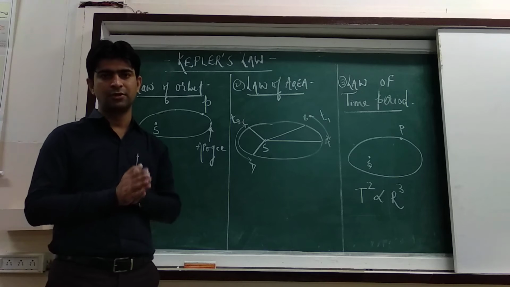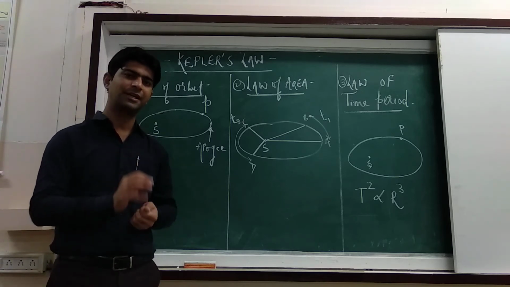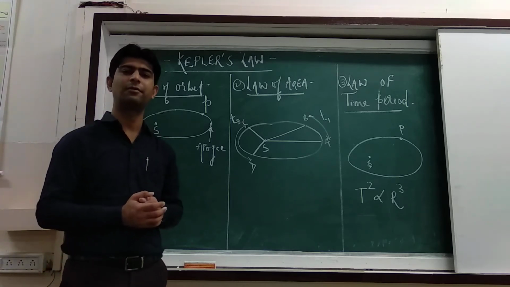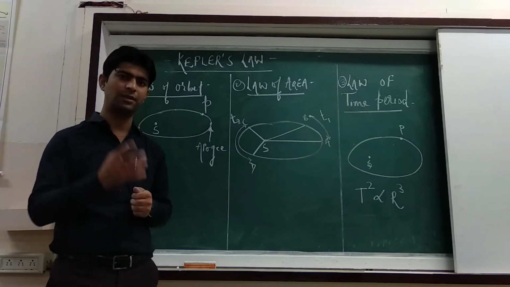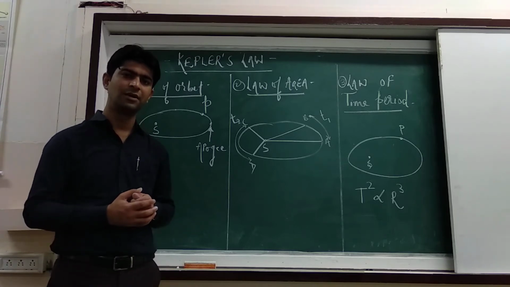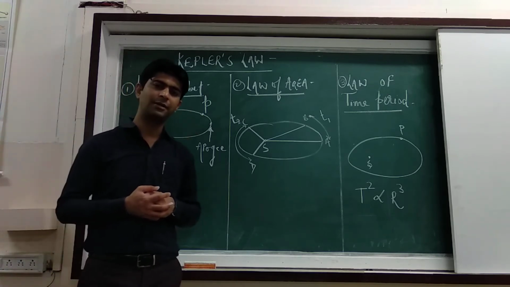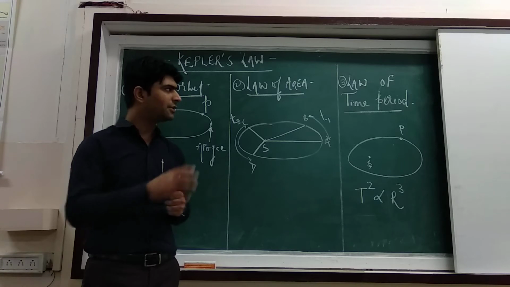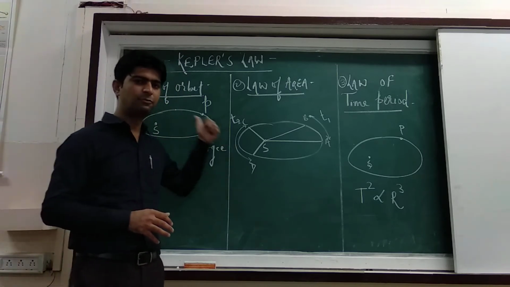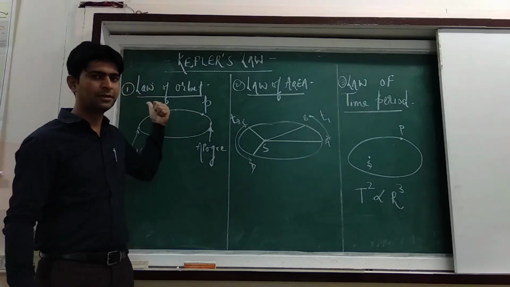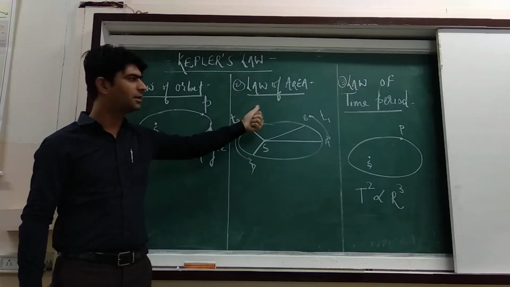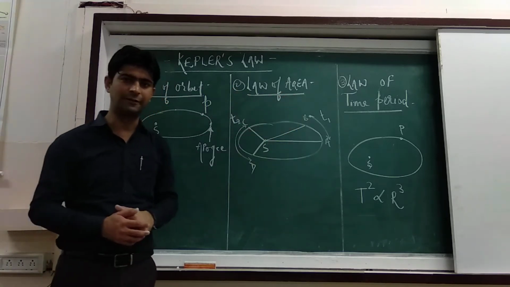Gravitation. So today we are going to discuss Kepler's laws, which are applicable for planetary motion when the planets revolve around the sun. We are going to see the different parameters of the revolution of a planet around the sun. There are three laws of Kepler for planetary motion. The first is the law of orbit, the second is the law of area, and the third is the law of time period.